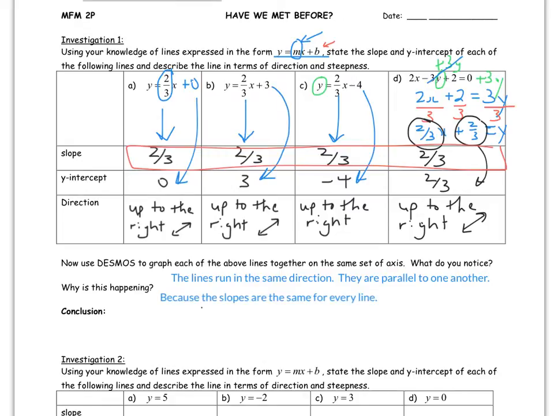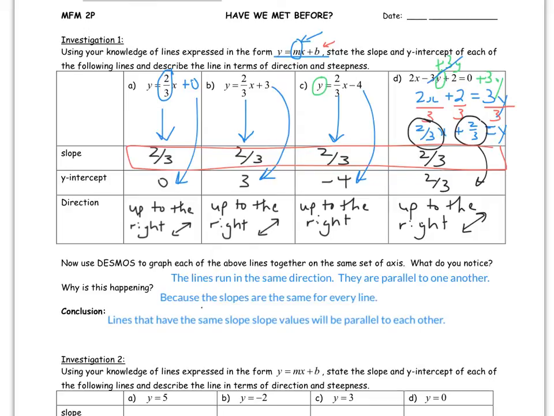So let's summarize that in our conclusion. That's an important piece of information we need to know. Lines that have the same slope value will be parallel to each other. Okay. That's an important piece of information that you should know and tuck into your brain.